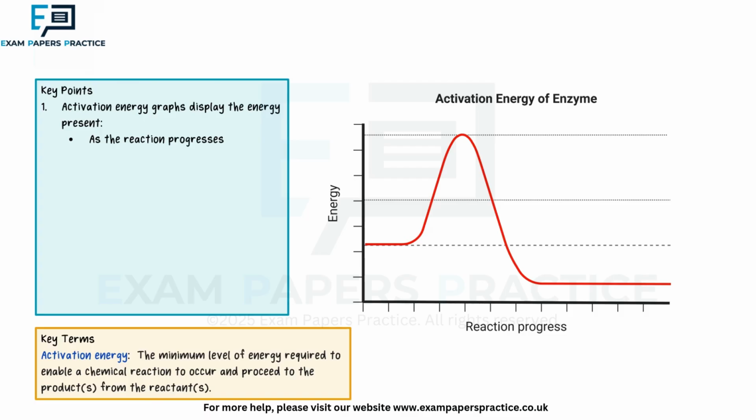The x-axis here indicates the progress of the reaction, while the y-axis indicates the energy present in the reactants and products.